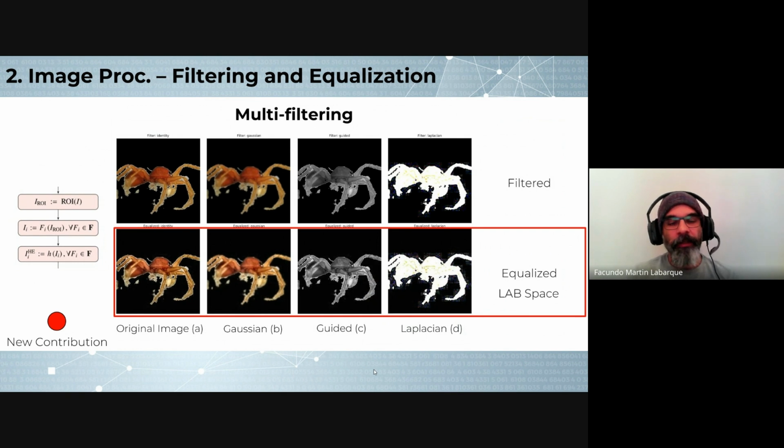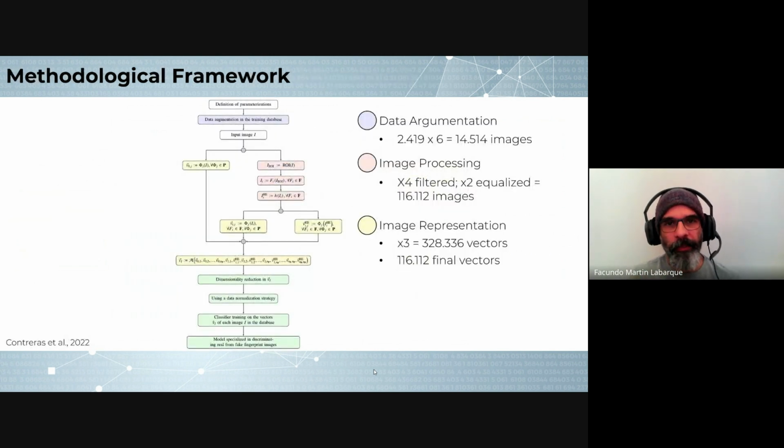In this case, we also have a new contribution with respect to Contreras, because we use color images, and we equalize them using the LAB color space, which improves the images using natural colors, or improving the natural colors of the images. Continuing with the methodological framework, we did image representation.